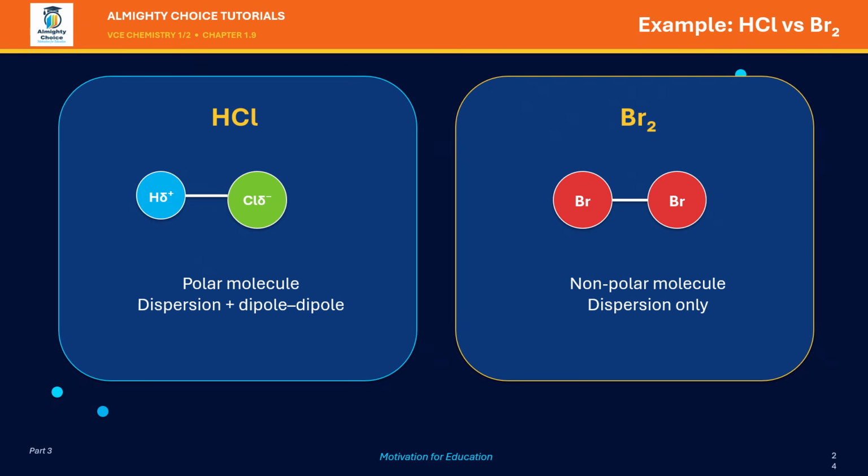Now, compare HCl and bromine. Hydrogen chloride is polar because hydrogen and chlorine create a permanent dipole. So HCl has dispersion plus dipole-dipole forces. Bromine is non-polar because it is made up of two identical bromine atoms, so it has dispersion only. For a basic comparison, HCl has stronger intermolecular bonding due to dipole-dipole attraction.